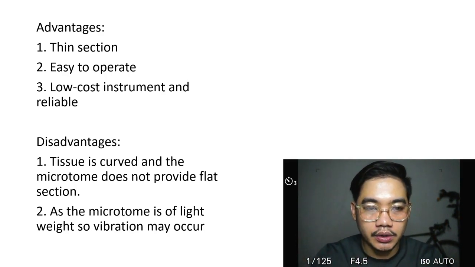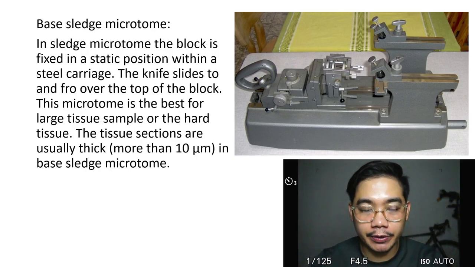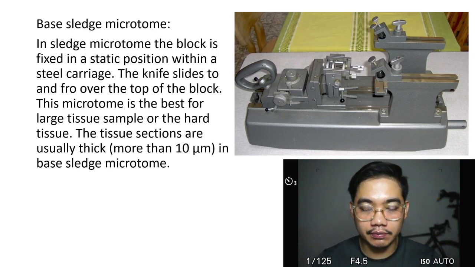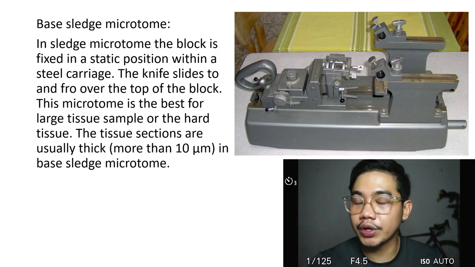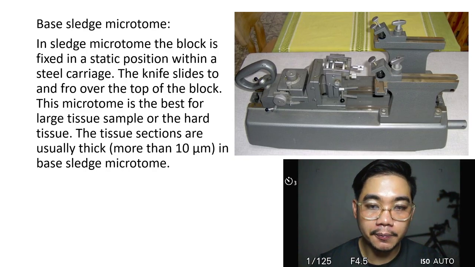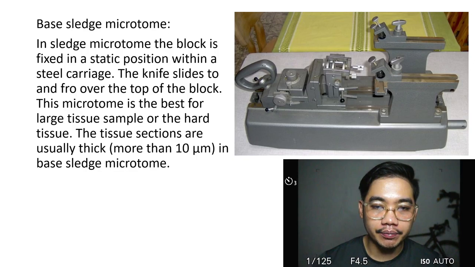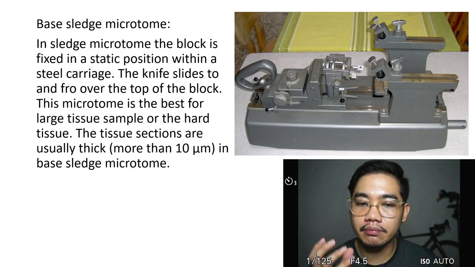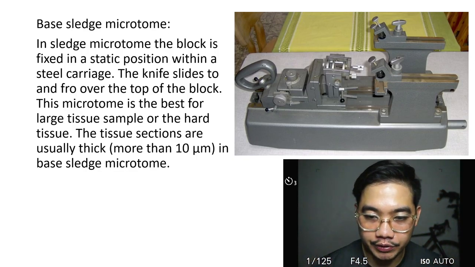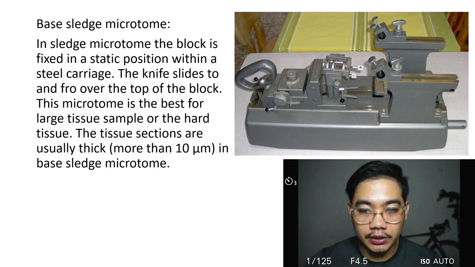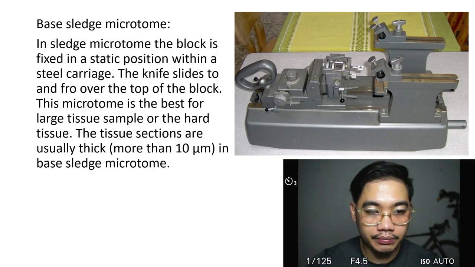So, the next is a base sledge microtome. In the sledge microtome, the block is fixed in a static position. So, this is one of the major differences between our rotary, our rocking, and the base sledge. Now, in the base sledge, the block is in a static position, and it is fixed within a steel cage. So, in the microtome, the knife slides to and fro the block.